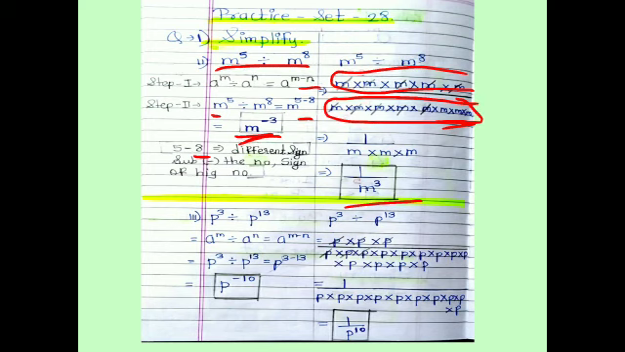First step, write the rule. Second step, substitute the value and use the rule. So here, which is the common base? Yes, here the common base is p. And what you have to do? Subtract the index number, that is 3 minus 13. So the answer is p raised to minus 10.